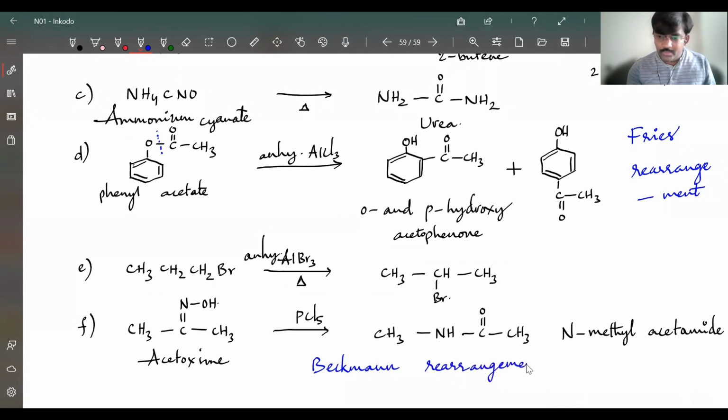So there are some important rearrangements we have. Among those, two rearrangements we already got here: the Fries rearrangement and the Beckmann rearrangement. These are the different types of organic reactions, basic types of organic reactions we have.